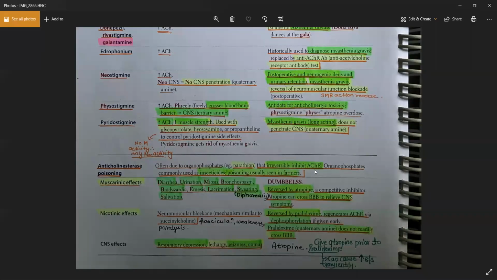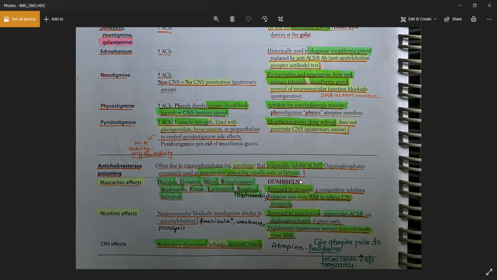Okay, so they inhibit acetylcholinesterase irreversibly. Generally you use these drugs in farming as insecticides and pesticides, and generally the poisoning will occur in the farmer. So it will always be a case of a farmer, or sometimes a child who tries to commit suicide. So farmer or a suicidal case it could be.